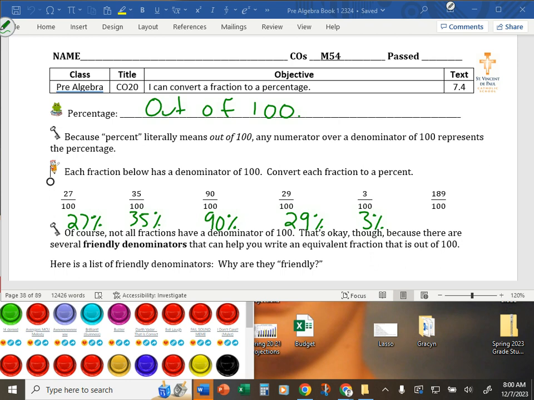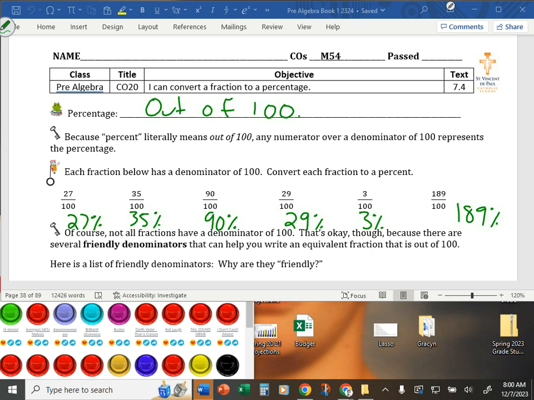Matthew, 189 hundredths. 1.89%. Or 1.89. There's no point. Zeke, what is it? 189%. Whenever you have a denominator of 100, whatever your numerator is, that is your percentage. No exceptions to that. And it goes back to the fact that the word percentage literally means out of 100. So if you have a fraction out of 100, the numerator is always your percentage.